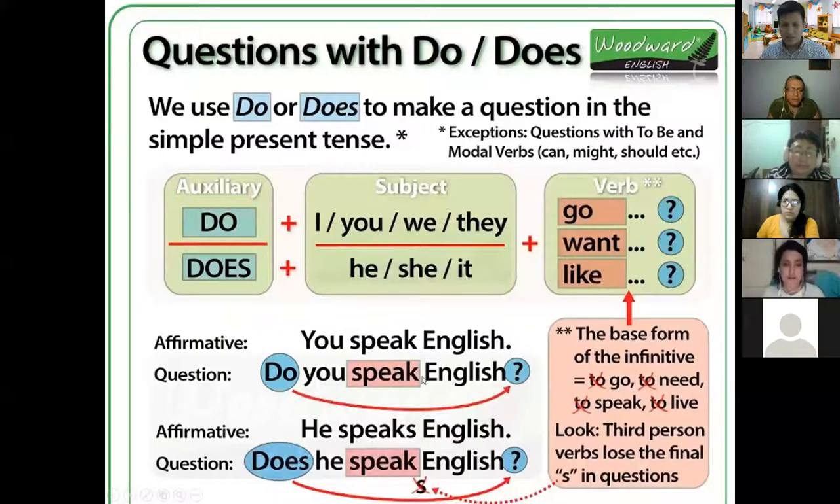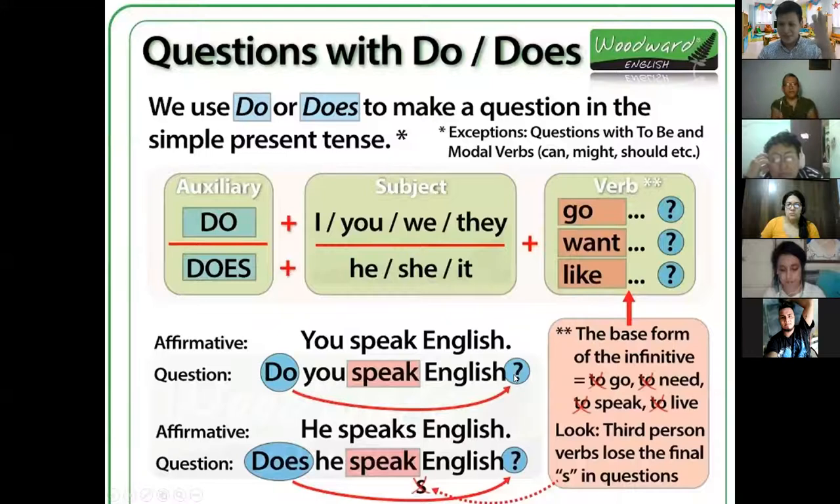Very good. What's happened with this sentence? We add what? Antepusimos el do. The auxiliary do and the question mark. Very good. Thanks, Daniela. ¿Qué fue lo que hicimos? La magia que hicimos aquí. Utilizamos do y el signo de interrogación. Okay. Final. Okay, let's see.